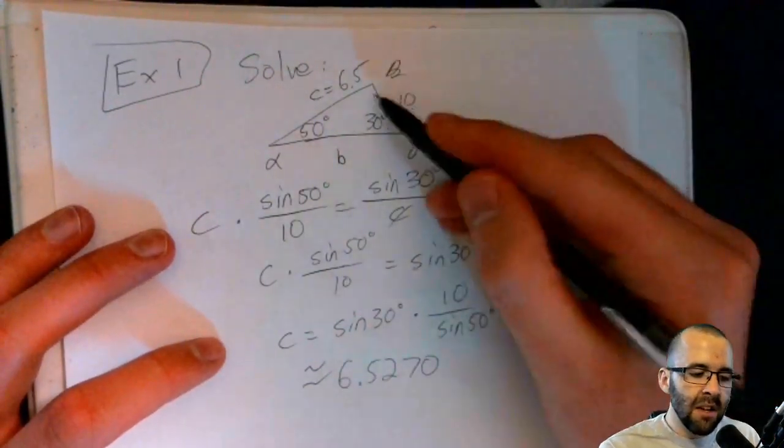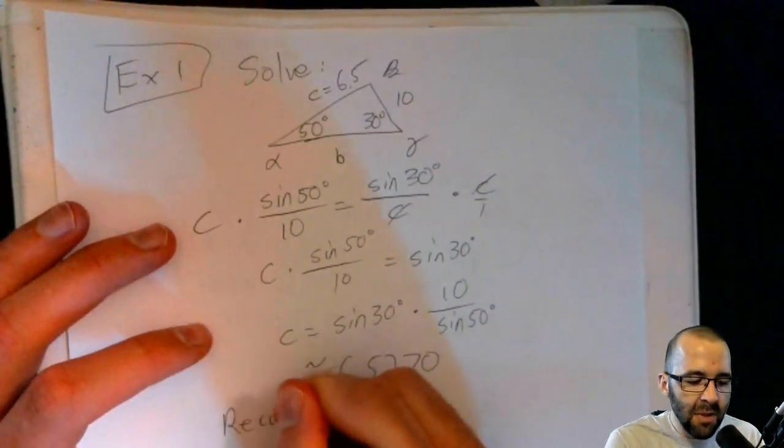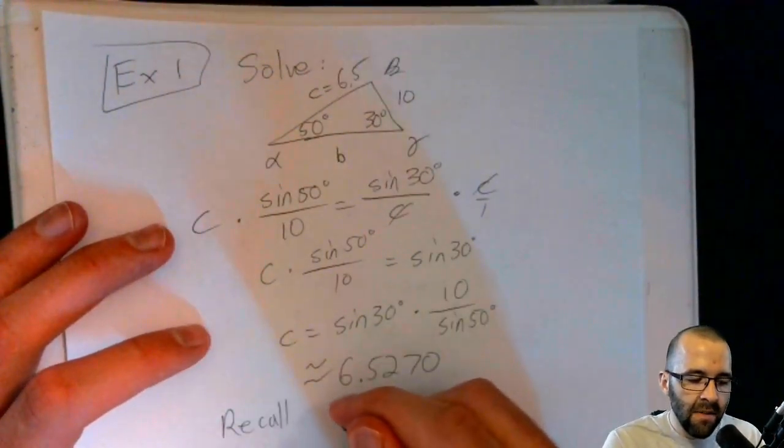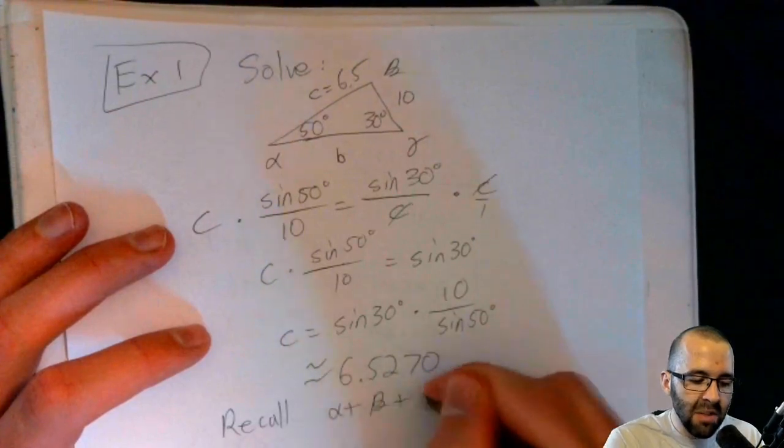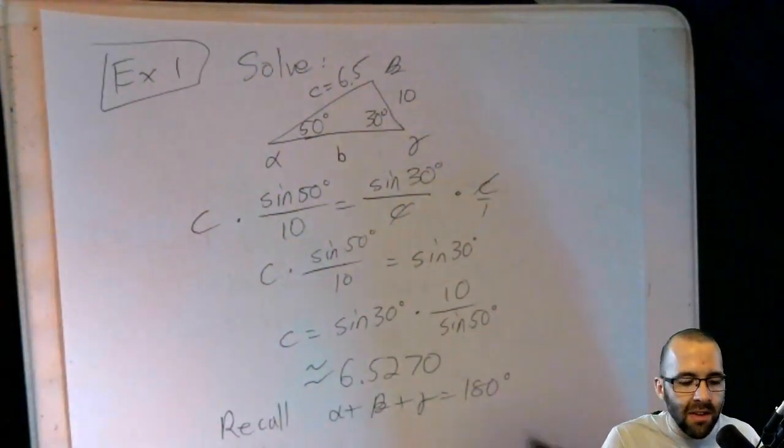All right, so now we only need to find what beta is and what B is. But again, just like we said earlier, alpha plus beta plus gamma is always equal to 180 degrees. Triangles always add up to 180 degrees.